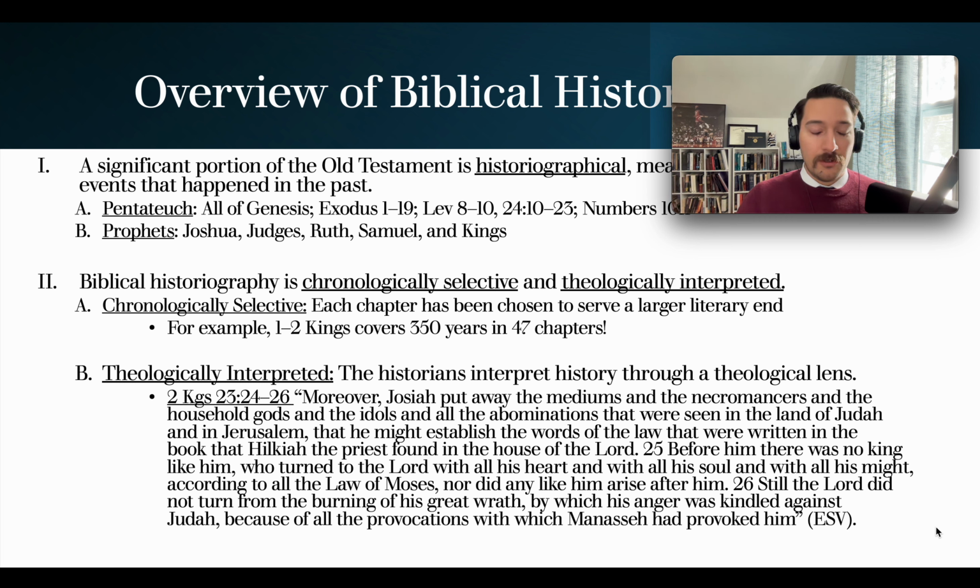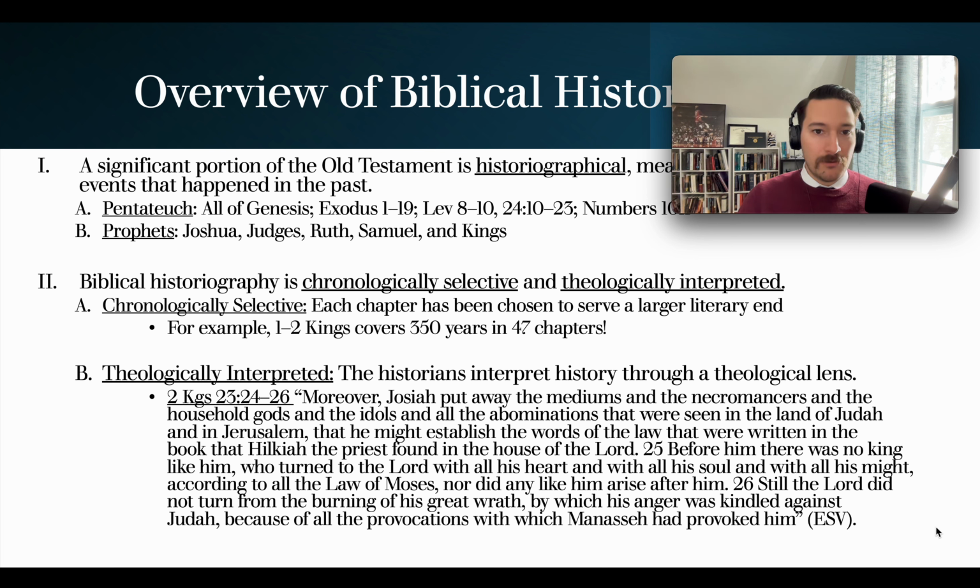So biblical historiography is theologically interpreted. The kings are judged according to theological criteria. Now, that does not mean that these events did not happen. Just because they're theologically interpreted does not mean that they didn't happen the way the author said they did. This is just good history. The historians are serving this larger literary end, explaining why certain things have come to pass.